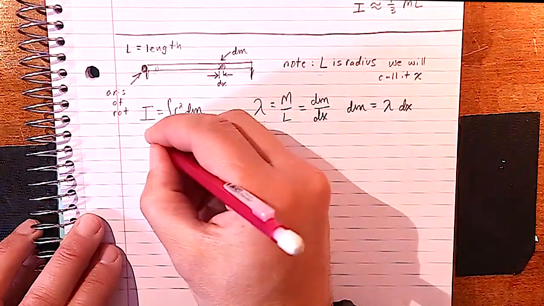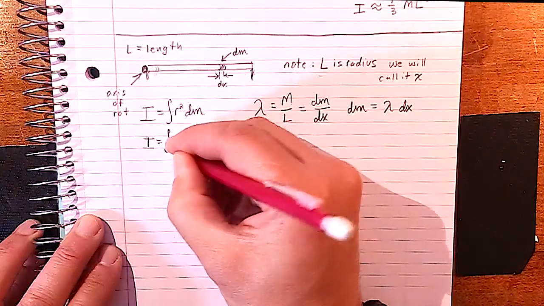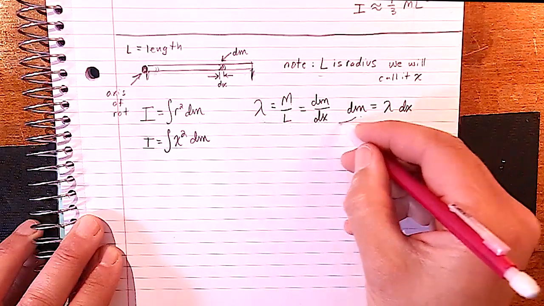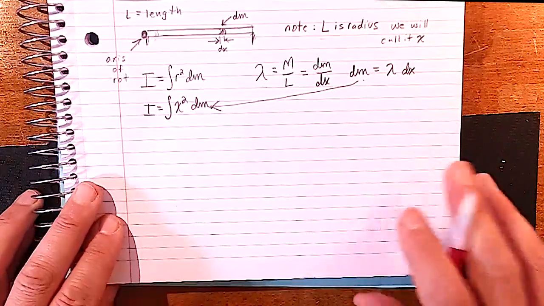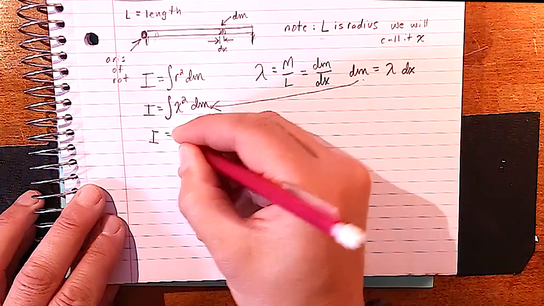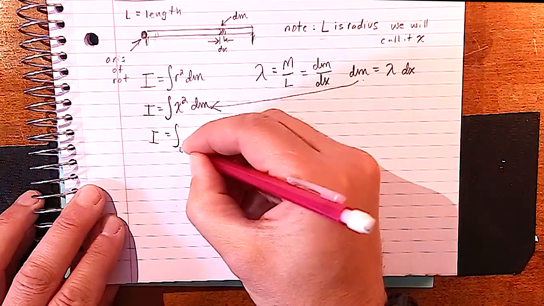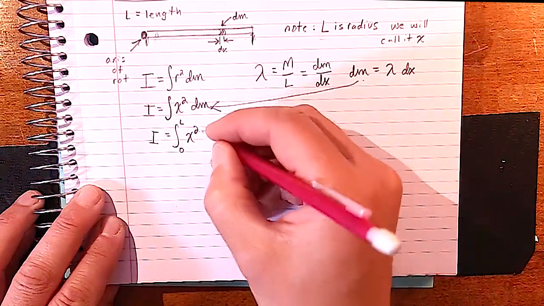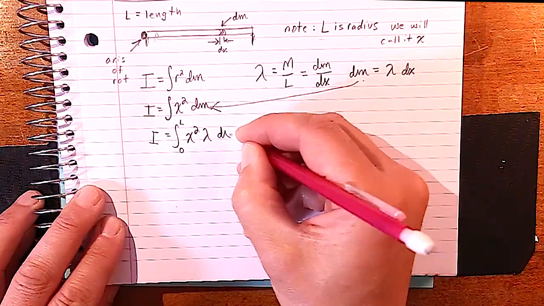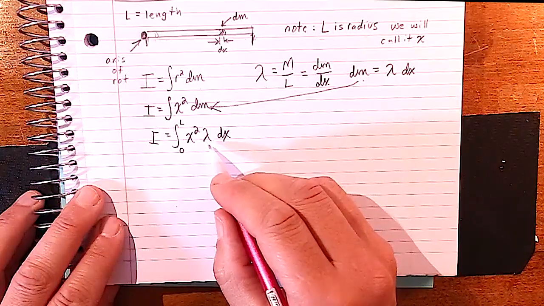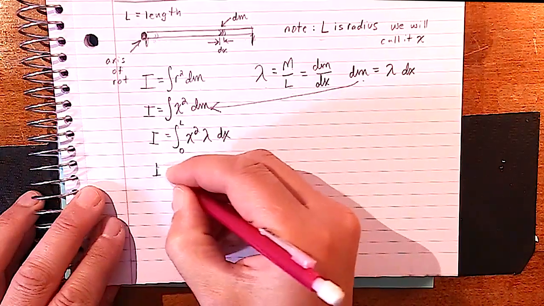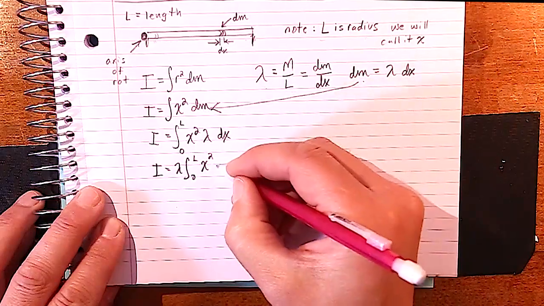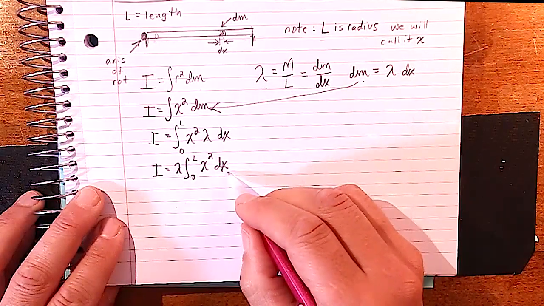So we can now say I is equal to the integral of x squared, and then that's going to be dm, but we know that we can sub this in for our dm. So that becomes I is equal to the integral, and we're integrating from the axis of rotation to the end of the bar. So that's going to be L. And then that's going to be x squared, subbing in, that's going to be lambda dx. Now remember that lambda is a constant, so we can pull that out. So that becomes lambda integral 0 to L x squared, integrating with respect to x, dx.